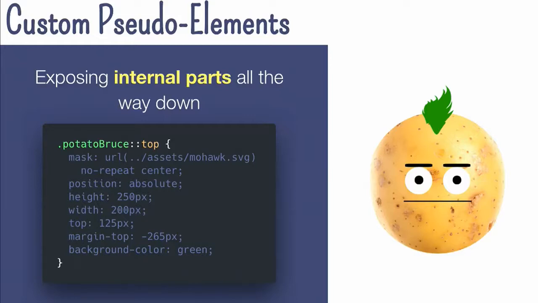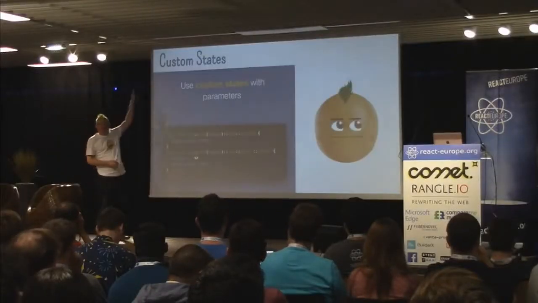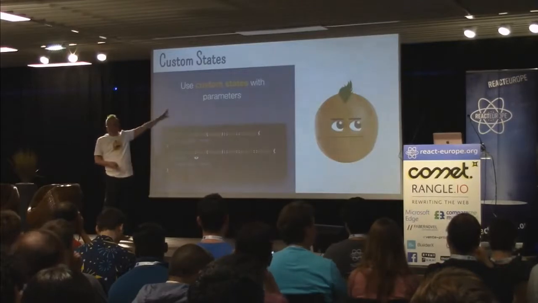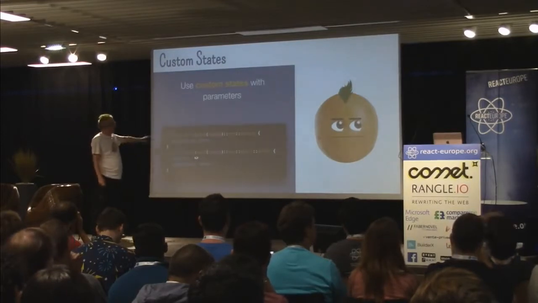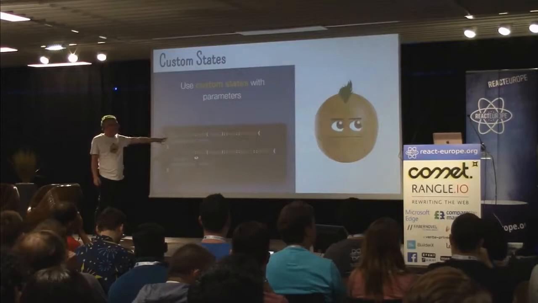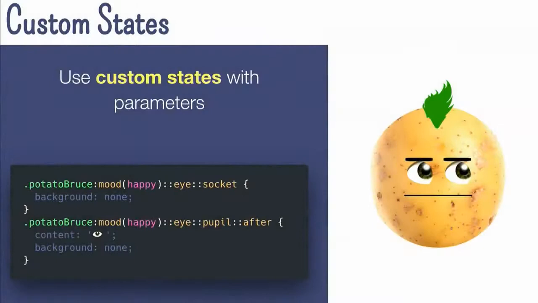I can use any CSS. Unlike some libraries, we don't restrict you about the CSS you can use. Stylable supersets CSS. And as well as parts, I can customize state. I can style state. Here, I'm using custom states with parameters. Potato Bruce, :mood(happy), ::eye, ::socket, background none, and I give him these lovely English eyes. Notice as well, I can combine Stylable selectors with native CSS selectors. It's just CSS and more.